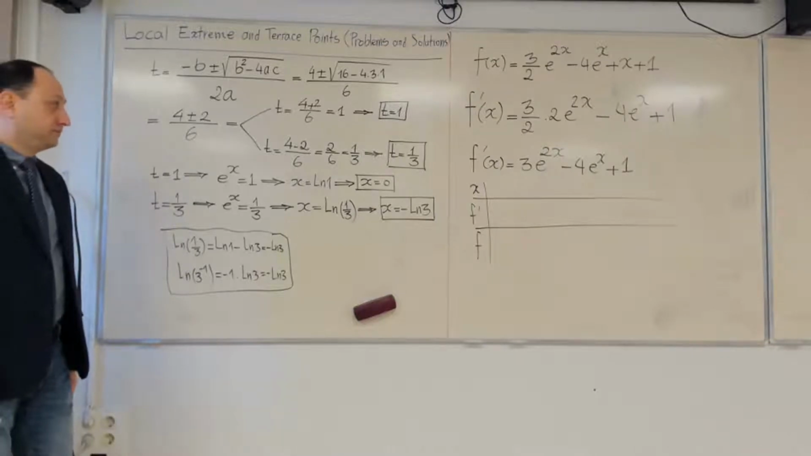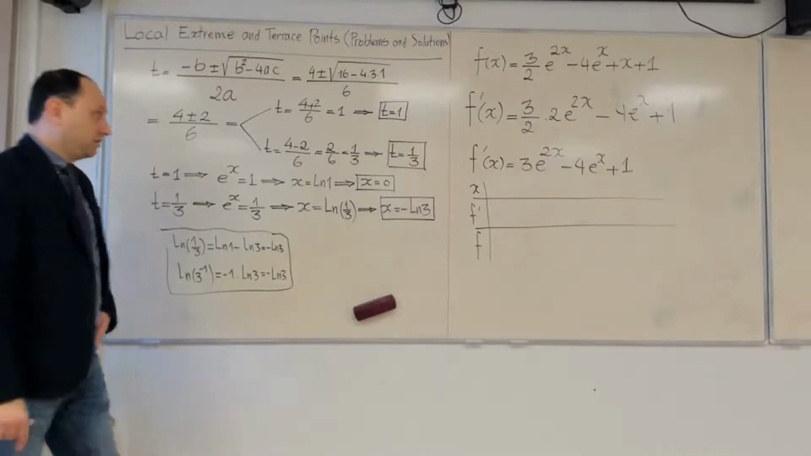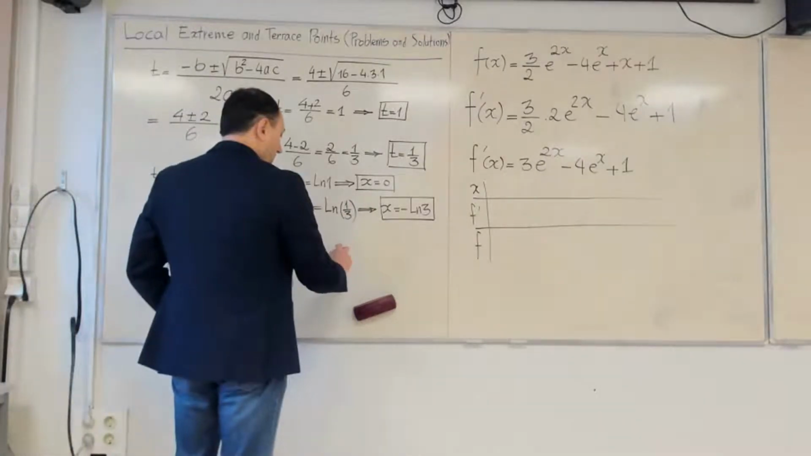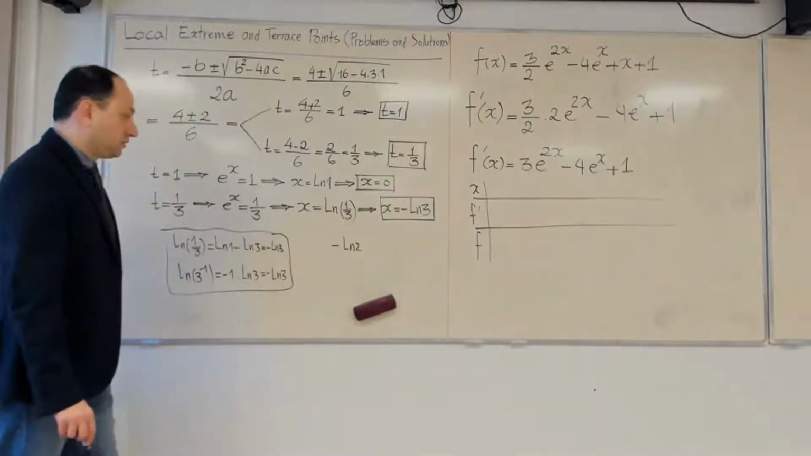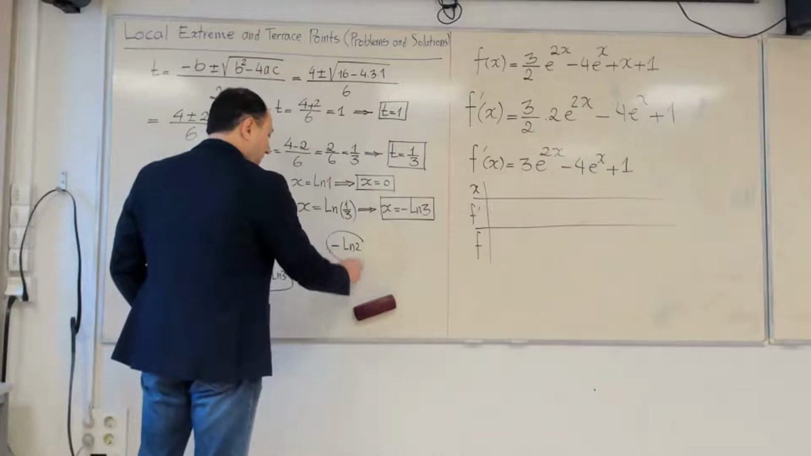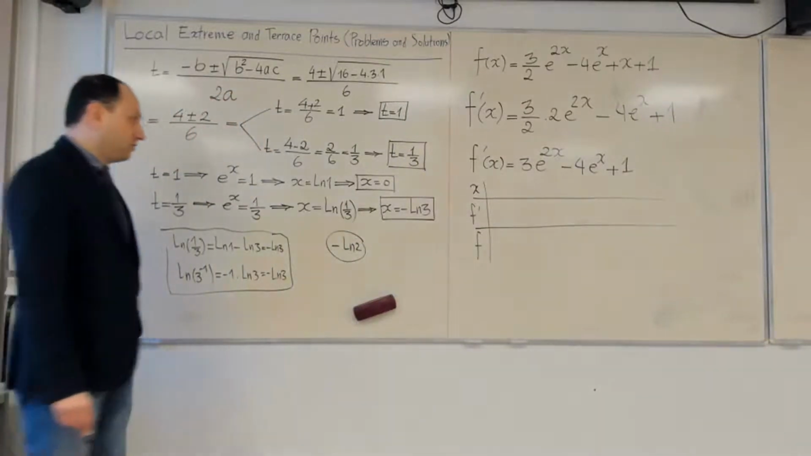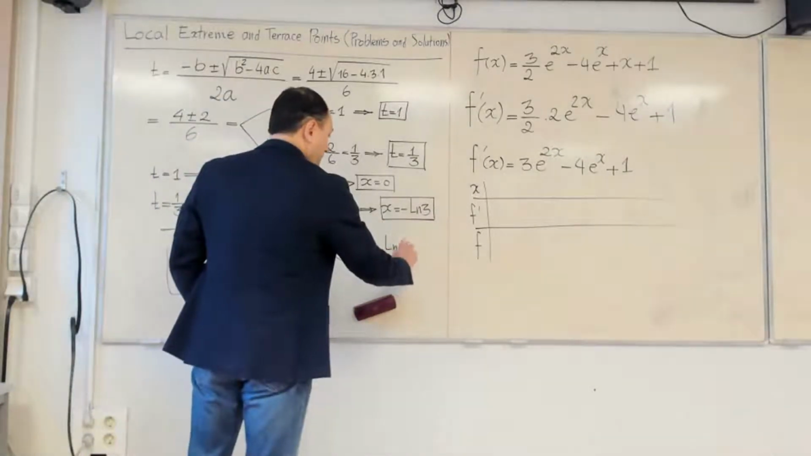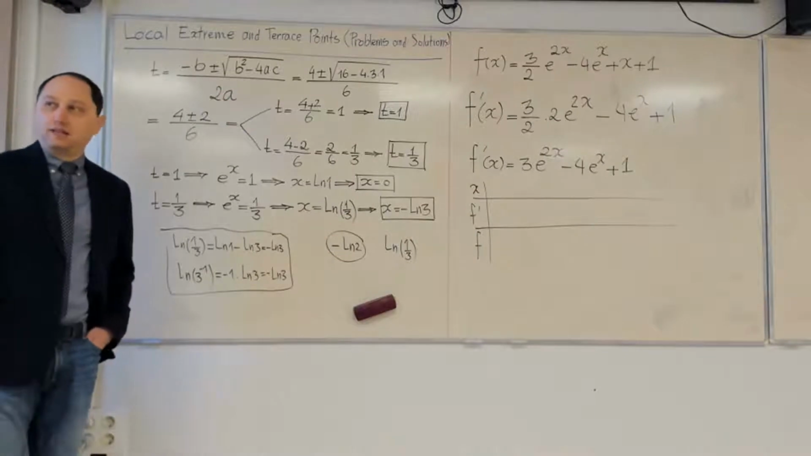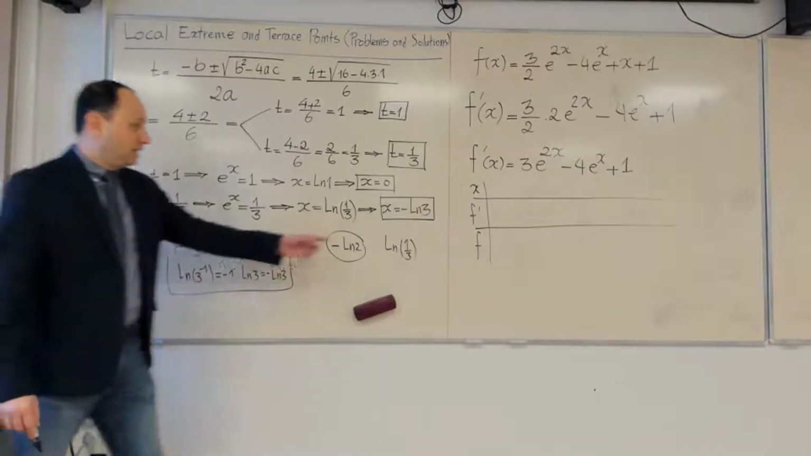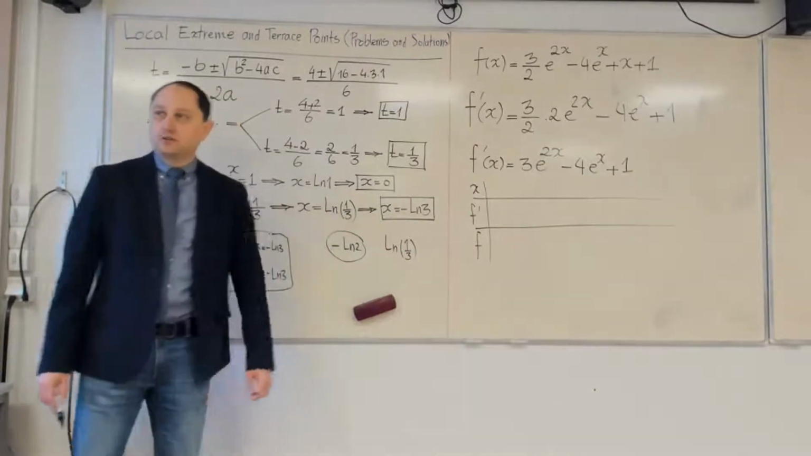Zero or minus ln of 3? Yes, 0. But let me ask, 0 or minus ln of 2? Is this a negative number or a positive number? For example, if I ask you what is ln of 1 over 3, is it a positive number or a negative number? So you need to be a little bit careful. You can use your calculator, but predict what this number is. Is it positive or negative?